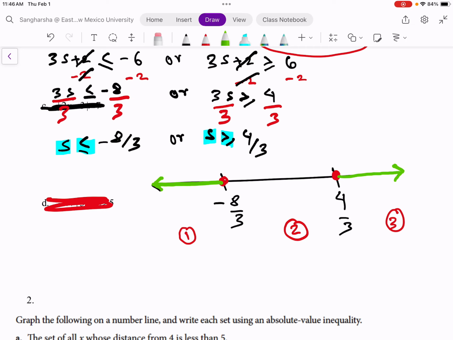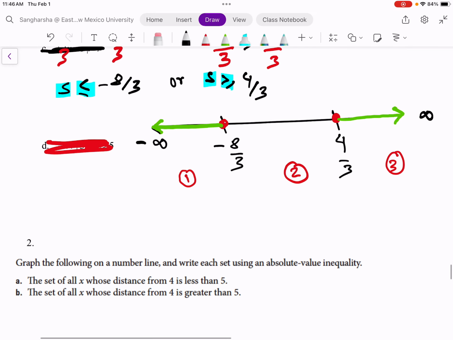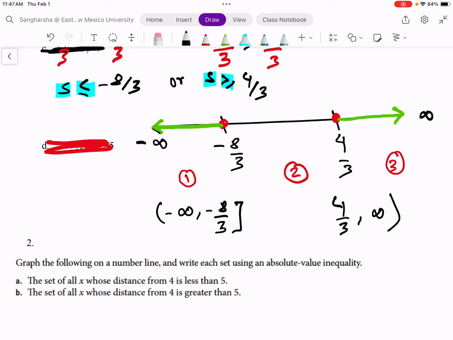Now let's write interval notation for these two parts. So on the left we have negative infinity, okay, on the right we have positive infinity. So what would be the interval notation for the first part? How do we write the interval notation? Parenthesis from negative infinity to negative 8 over 3. Is it bracket or parenthesis? Bracket, because we have a closed circle. Okay, and for the third part, we have from 4 over 3 to positive infinity. With infinity it's always parenthesis, and at 4 over 3 we have a closed circle, so we're going to have a bracket.